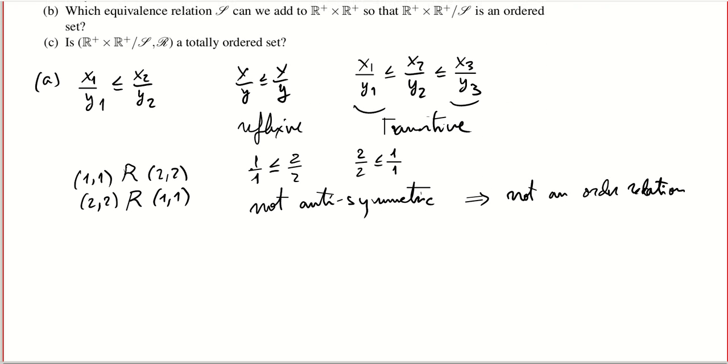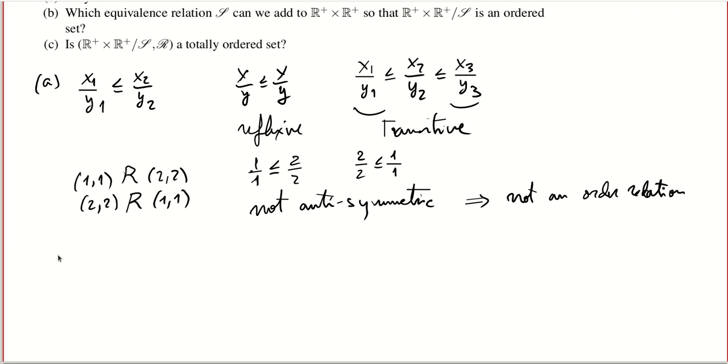So this is item B. The equivalence relation we're going to define is this: x1, y1 is related by this equivalence relation to x2, y2 if and only if the ratio of the first and the ratio of the second are the same.